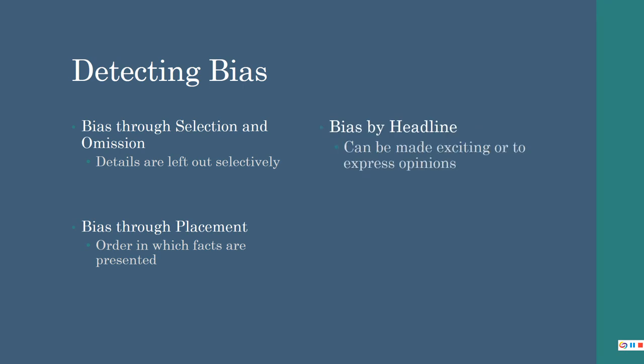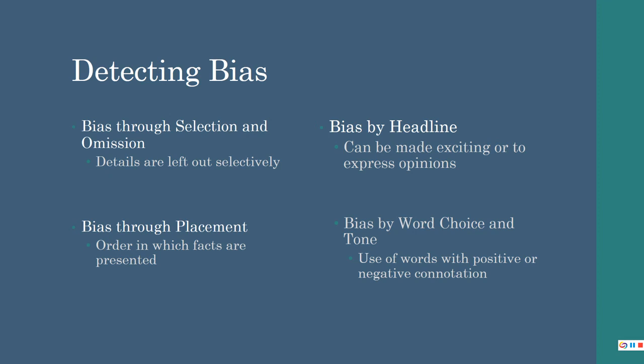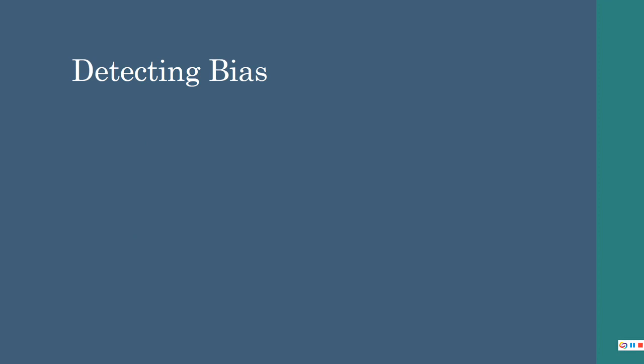Bias by headline. Headlines or titles are usually the first thing we see, and sometimes the only thing that is read. Headlines can be written to display bias by making something seem exciting when it isn't, or vice versa. They can also express opinions such as approval or condemnation. Bias by word choice and tone. The use of words with positive or negative connotation make a difference in how the reader experiences the information.